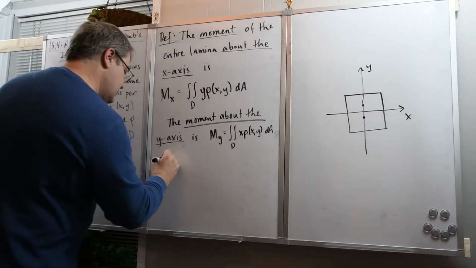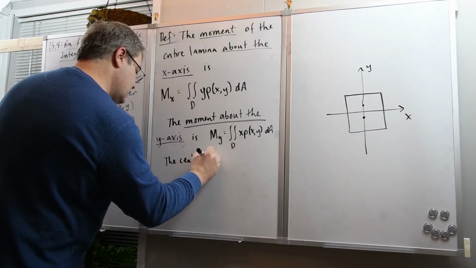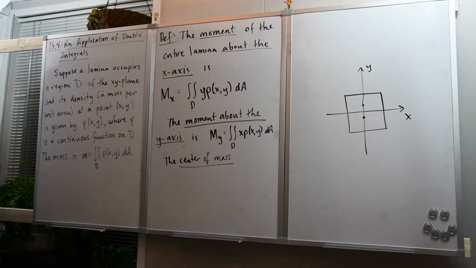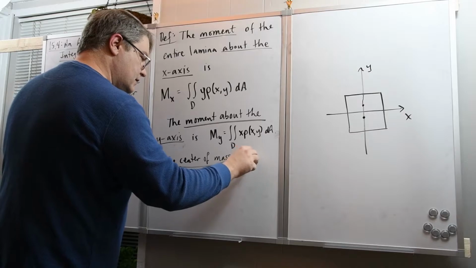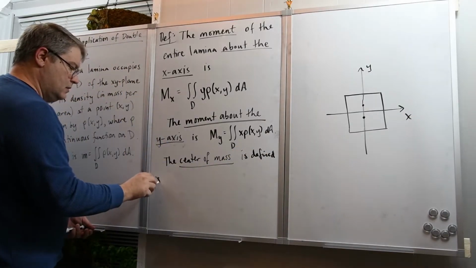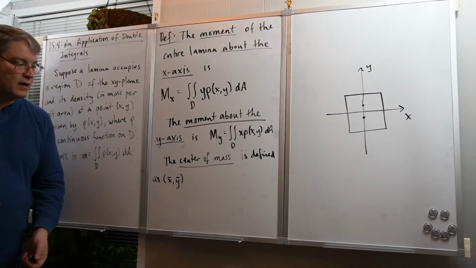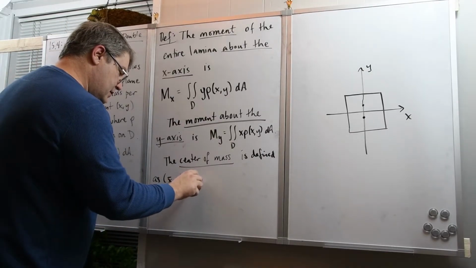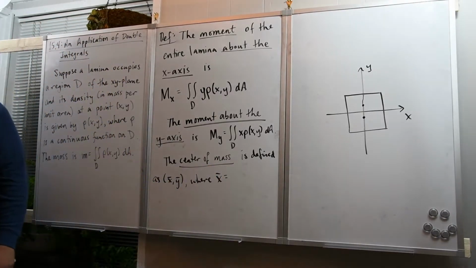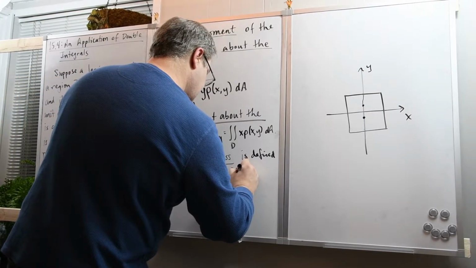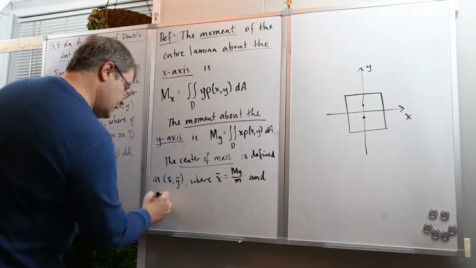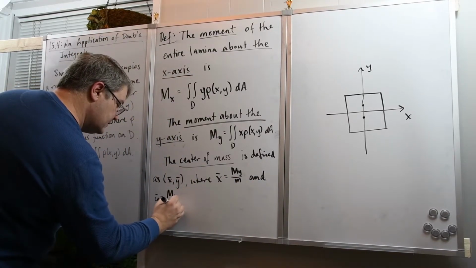Now the center of mass is going to combine the ideas of these moments and the m that you see here. So center of mass is defined using this notation. We'll have x bar and y bar as the coordinates of that center of mass. And the x bar is going to be the same thing as this capital M sub y divided by little m. Whereas the y bar is going to be the same thing as capital M sub x over little m.